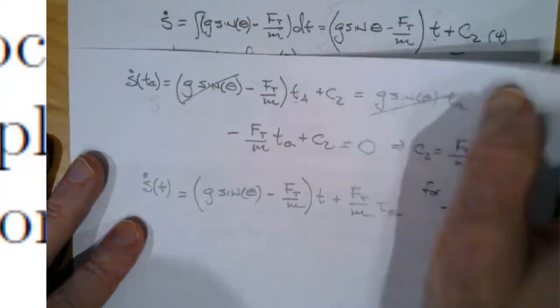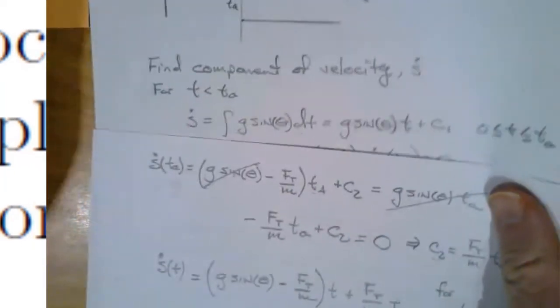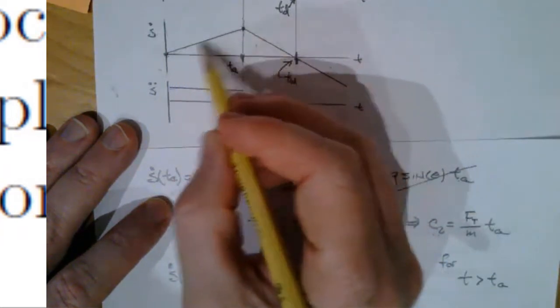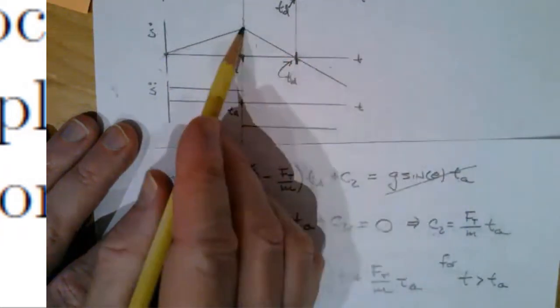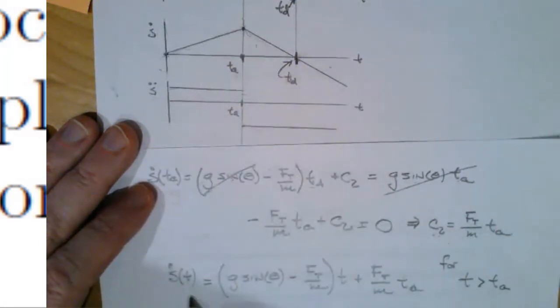Now let's think about what this means. This is your S dot when T is bigger than TA. Let's go back up here again. So here's our S dot. This was equation number 3 for S dot. Here's equation number 4 for S dot when T is bigger than TA. That's this thing right here.